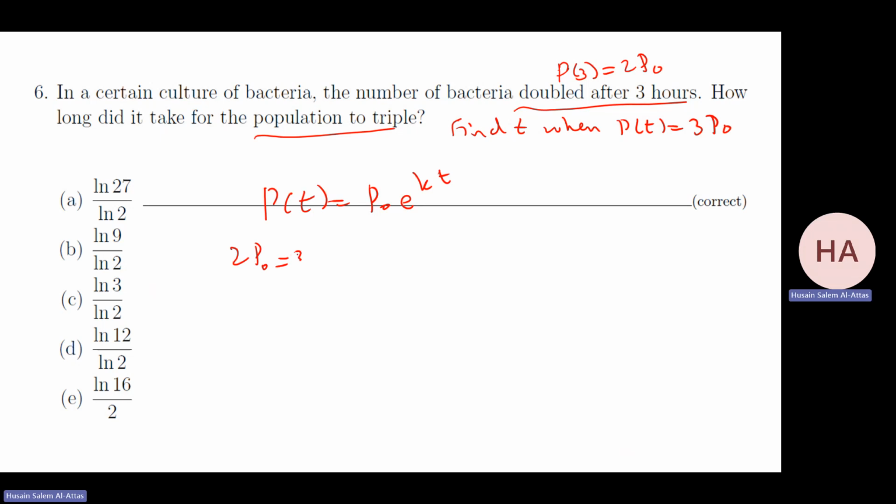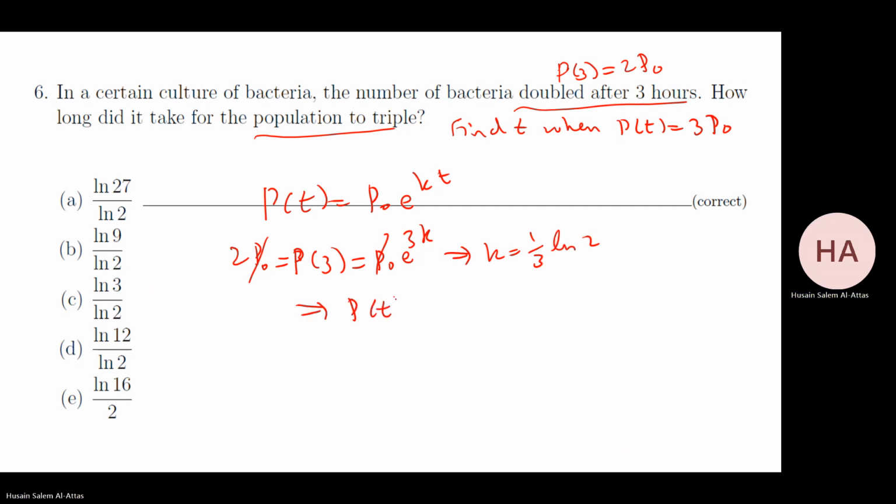2B0, it's P at 3, which is B0 e^(3K). So K cancelled, huh? K will be what? 1 over 3 ln 2. So P of T will be B0 e^(T over 3 ln 2).